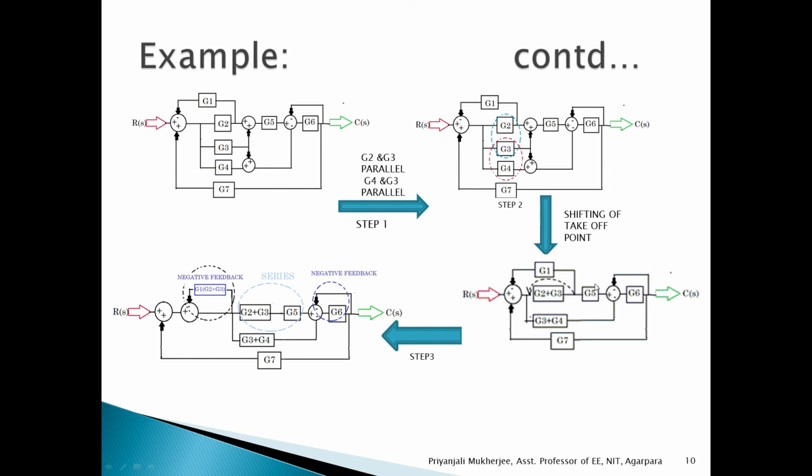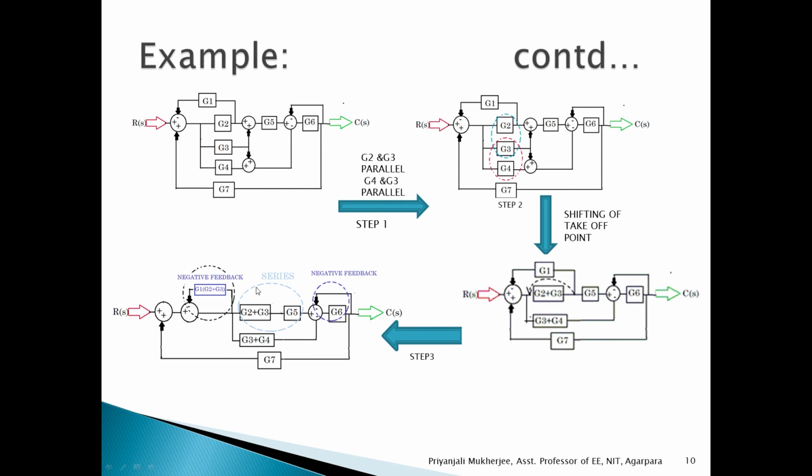Then the G5 block is there, and when the operation has been done, there is no function for this summing point as well as this summing point, so I have removed these two summing points. Now we have to shift this takeoff point to the left of the block. For shifting to the left of the block, we have to multiply by the block transfer function. So it becomes G1 into G2 plus G3.